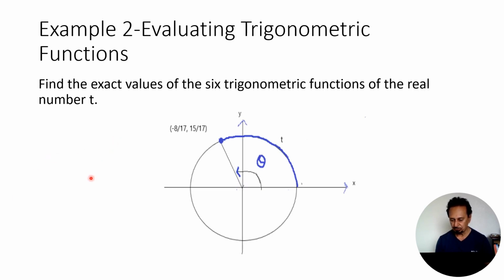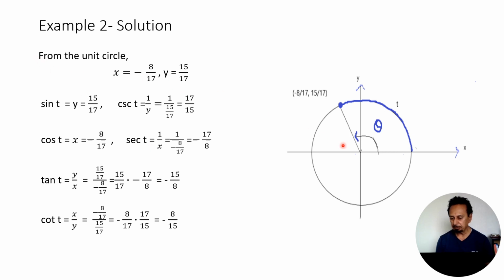Here's example 2. It says find the exact values of the six trigonometric functions of the real number t. So we have this point on the unit circle, and its first coordinate is minus 8 over 17, and second coordinate 15 over 17. So from the unit circle, we can see x is minus 8 over 17, and y is equal to 15 over 17. We also know sine of t is y, and y is 15 over 17, therefore sine of t is 15 over 17.